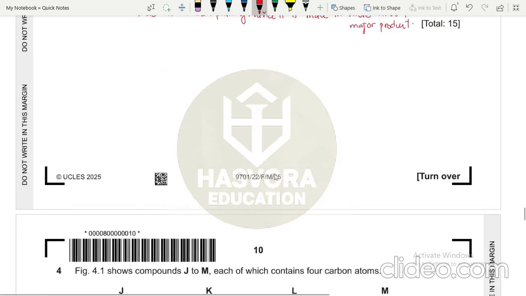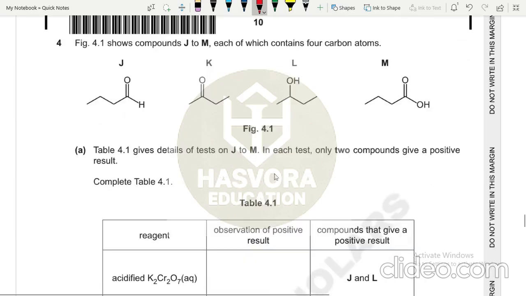Let's move on to, I hope, the last question. Figure 4.1 shows the compounds J to M, each of which contains 4 carbon atoms. So you can see that J has an aldehyde group, K has the ketonic group, L has an OH group, and M has a carboxylic group.